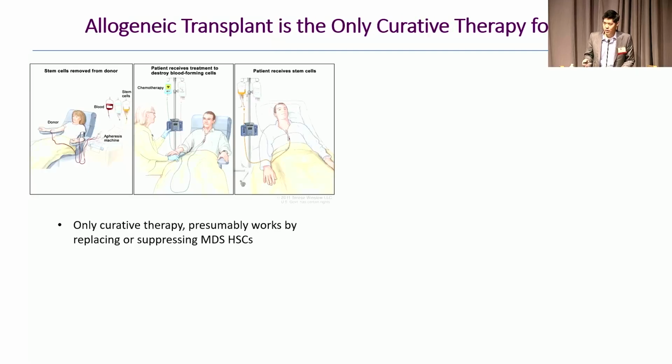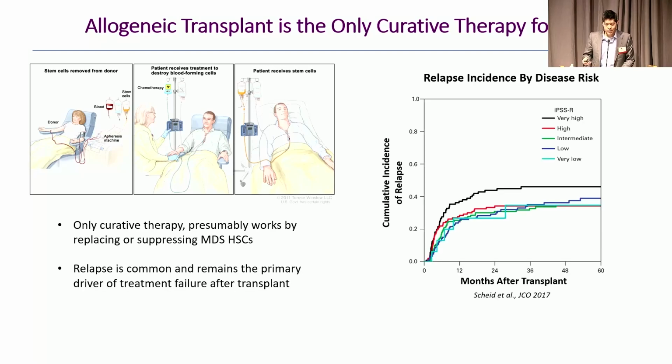As a result, the only way you can cure an MDS patient is by allogeneic transplant. And it's long been presumed that this works by replacing or suppressing the MDS stem cells. However, relapse after transplant is quite common. It occurs in up to 40% of patients with high-risk disease, and these are, in fact, the patients that we do transplant. There are molecular subtypes like P53 mutated, where the relapse rate is unfortunately much higher.